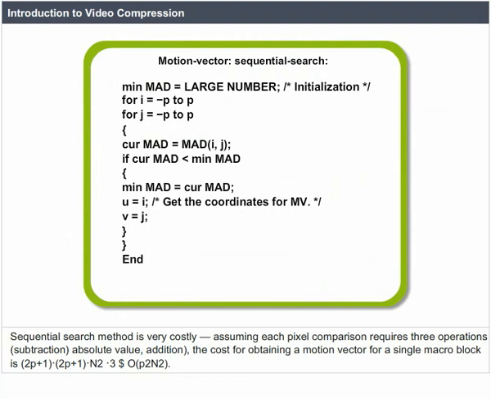Assuming each pixel comparison requires 3 operations: subtraction, absolute value, and addition. The cost for obtaining a motion vector for a single macroblock is as seen on the screen.